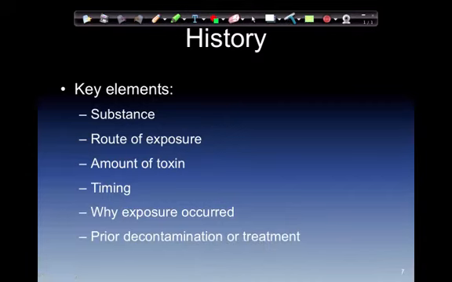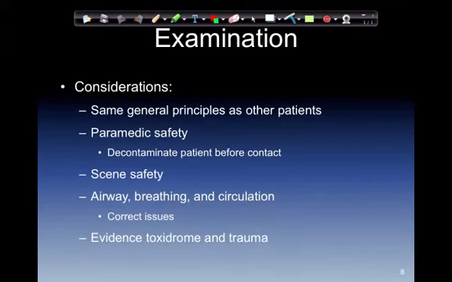History. Key elements. Always try to obtain the substance if possible. Sometimes we'll be guessing, so use everyone that's on scene that might have a history. Does the patient have an altered level of consciousness, the route of exposure, the amount of toxin, how long were they exposed to it, and what's the timing, and then why the actual exposure occurred. Was it an attempted suicide? Was it accidental? If there's any kind of decontamination that's required, did they have any decontamination prior to your arrival, and then any type of treatment. Treatment can even be initiated via EMS dispatch. First responders or fire could have applied some treatment as well, so always try to get that history from your patients and from the actual rescuers.